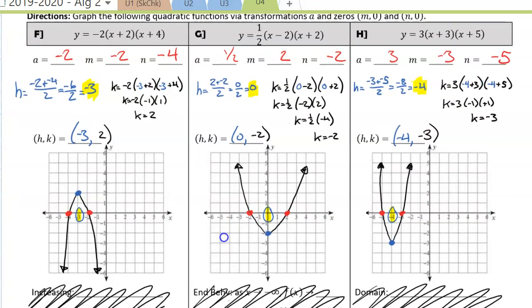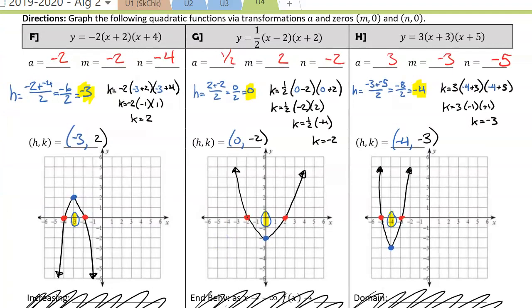Now, something of note before we start writing equations is that the a value in each of these graphs is actually still very clearly seen in the pattern. So notice here, if I go over 1, we're actually going down 2, which in this case matches our a value. Here, if I go over 2, we're only going up 2. Normally what happens is we go up 4, so this is half of the movement, which again matches up with our a value of half.